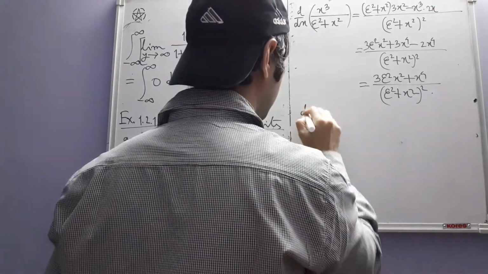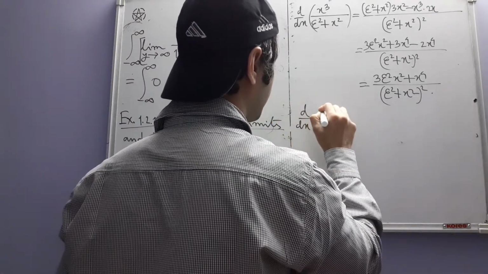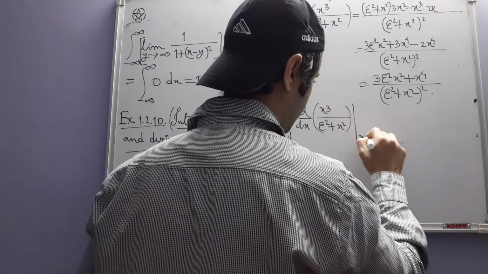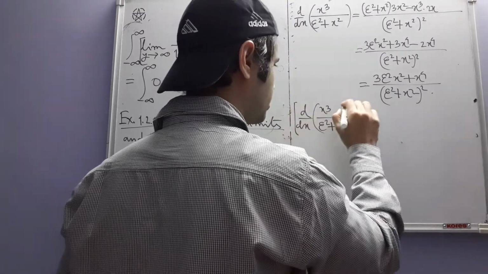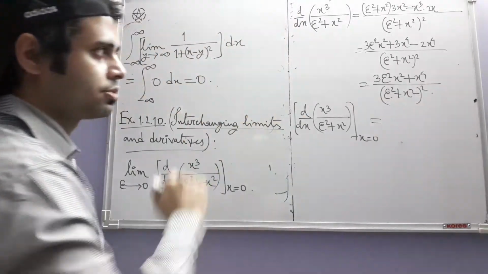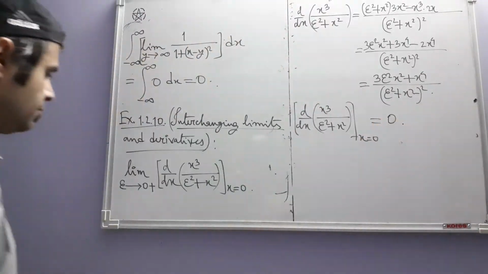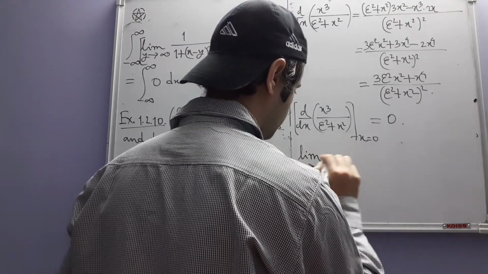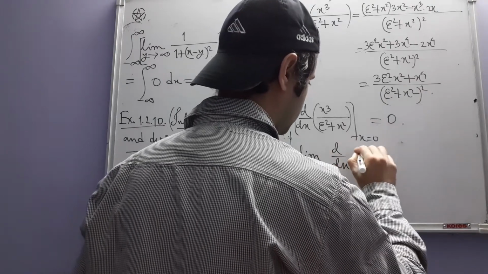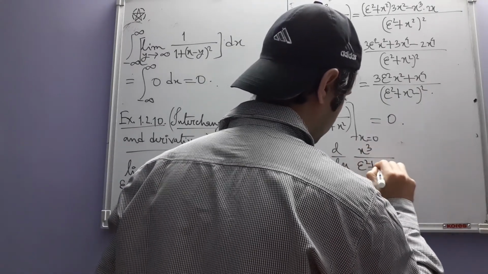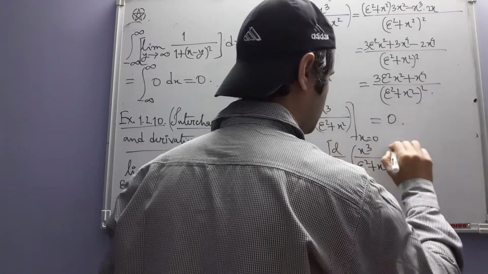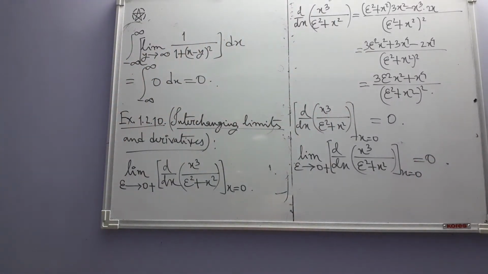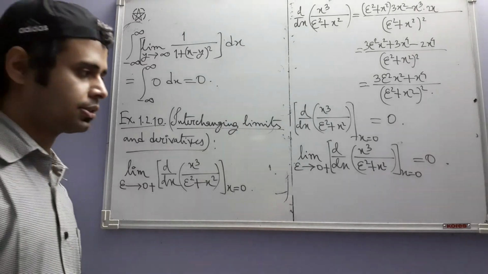Evaluating this at x equal to 0 gives us what? Just put x equal to 0 here, this becomes 0. So for that, if I calculate the limit, the limit is 0. But now we interchange these operations.